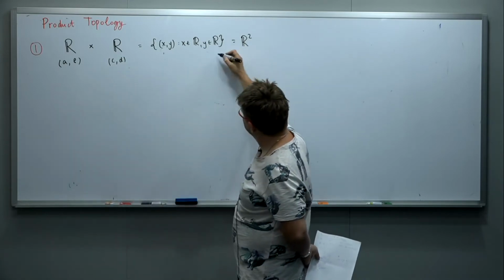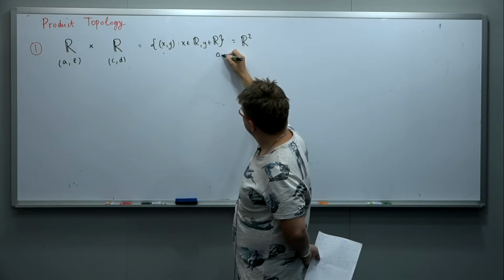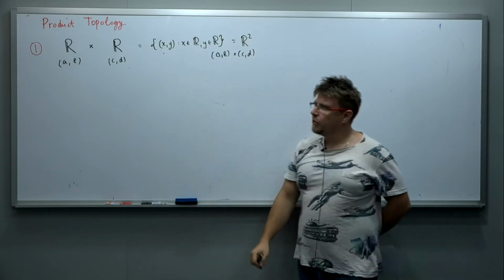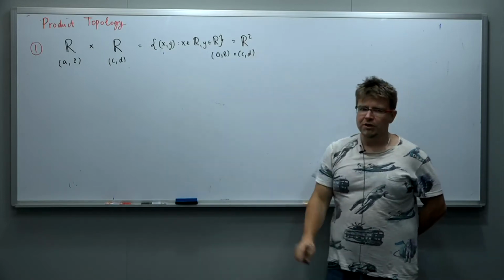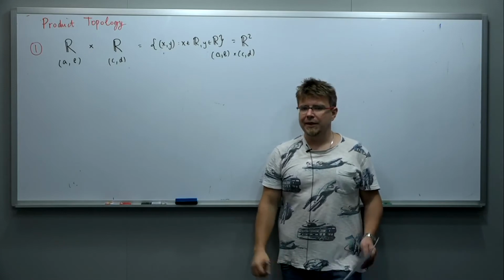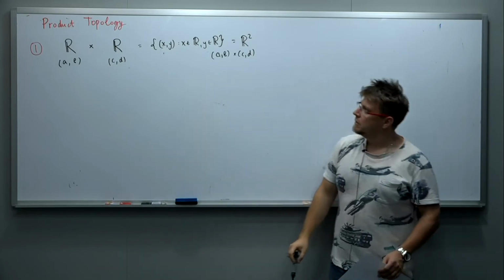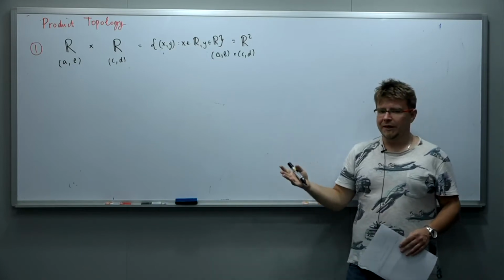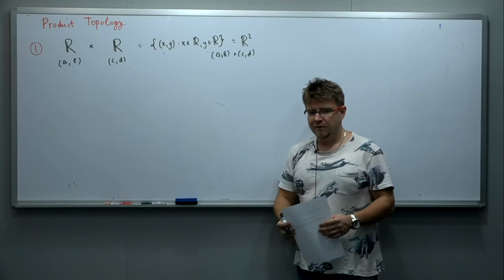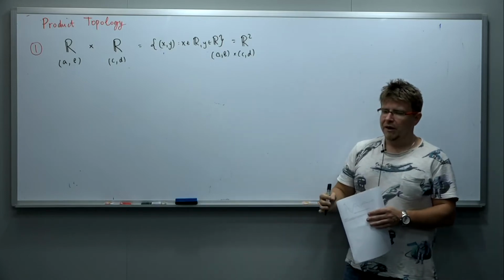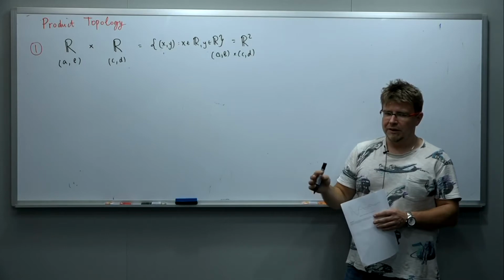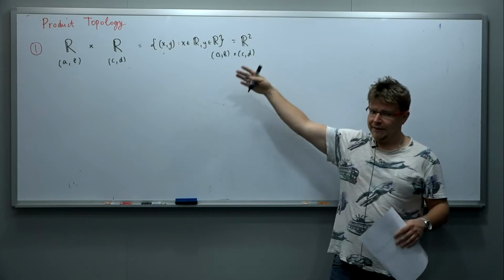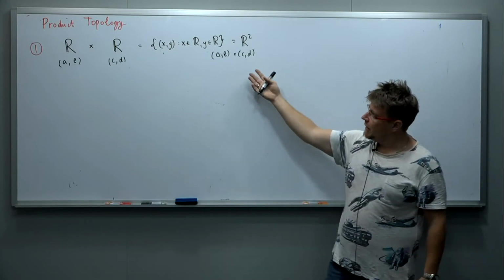So it's all products of intervals, like A, B cross C, D. In other words, the product topology on R2 is the topology whose basis is the set of all open rectangles, A, B, and C, D. And in the lecture we saw that this is the same as the standard topology. The standard topology is defined to be the topology whose basis is the set of all open disks. So here we have open rectangles. It is a different basis, but it is still the same standard topology.